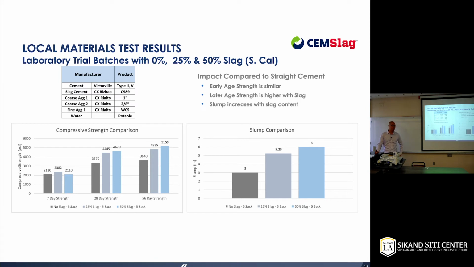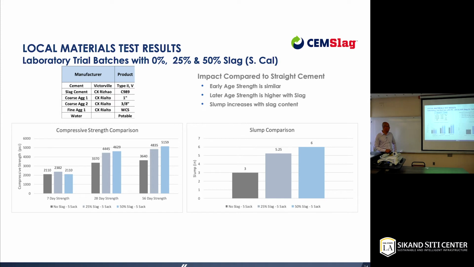And we do run some laboratory testing in our local lab in San Diego. We replace cement with no slag, 25% slag, and 50% slag, and those are the compressive strengths over different curing times. For 7 days, it's about even. We also have some 1-day and 3-day results showing that the strengths are a little bit lower compared to the conventional concrete mix.